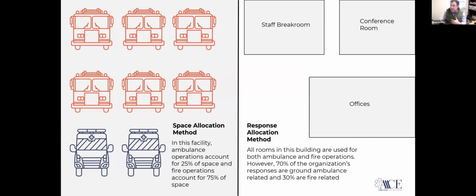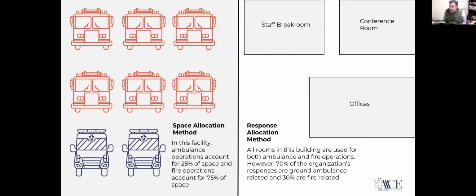And there are a number of different ones you can use. None of them are necessarily better or worse in the abstract. This will really depend on your situation, but in the example we're giving here, there are 8 vehicles housed at that station. So you could divide it and say 2 of the 8 vehicles, or 25%, are ambulances, and therefore that is what we will use as our allocation percentage.